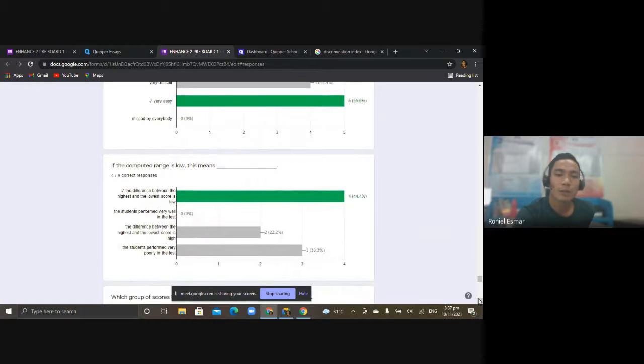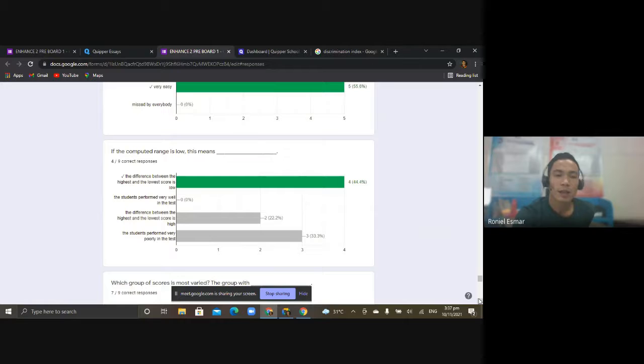Next, if the computed range is low, this means that the difference between the highest and the lowest score is low. Of course, makita nimo ang range from someone who got a high score from those who got the lowest. So if gamay ra siya og range, pasabot ana ang difference nila is low. Dili ra kayo lagyo ang ilang performance according to the data. So the correct answer is letter A.